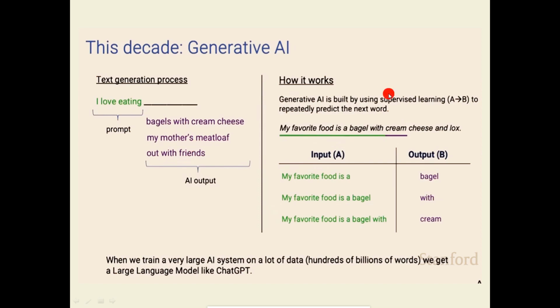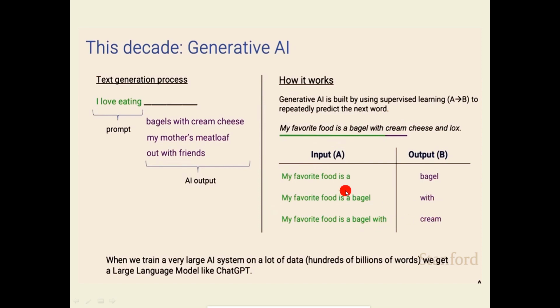Then how it works. Generative AI is built using supervised learning. In supervised learning, there should be labeled data. We need to specify for each word what the next outcome should be, so the data has to be predefined for each text. Here you can see how it takes the inputs. My favorite food is a, that is the input, and bagel is the output. Next line, my favorite food is a bagel, with is the output. Now the third one, my favorite food is a bagel with, green.